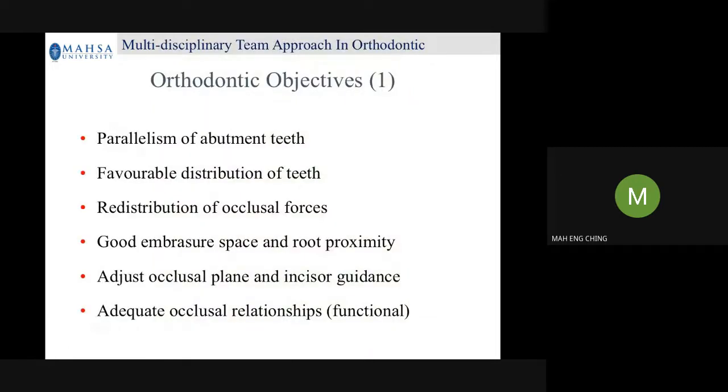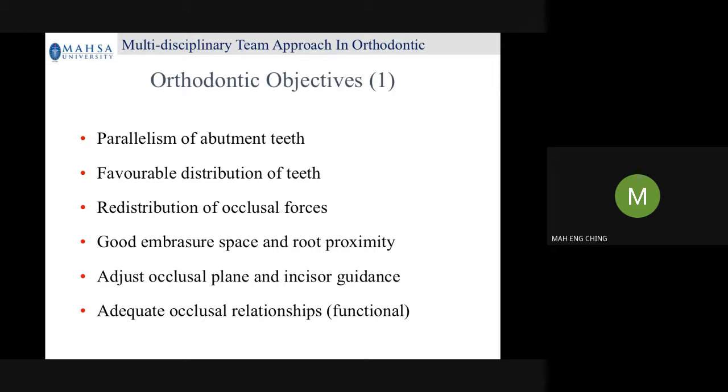So what's the objective if you do braces on periodontally compromised patients or periodontitis patients? First, we have to achieve parallelism of the abutment teeth. It means you make all the teeth straight. When the teeth are straight, the occlusal force can be directed straight to the root. If the tooth is tilted, sometimes the occlusal force is directed to the crown rather than the root. Then favorable distribution of the teeth. Sometimes the teeth can be drifting apart from each other, causing a lot of spacing between them, and sometimes the space is not ideal. So what braces can do is redistribute the space.